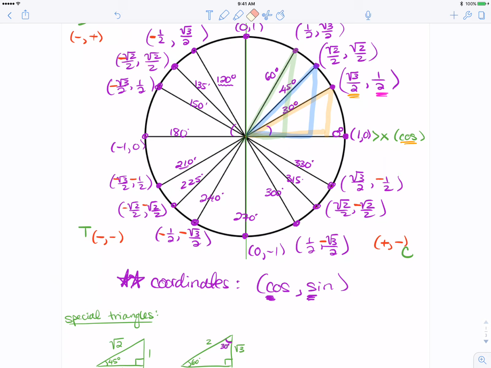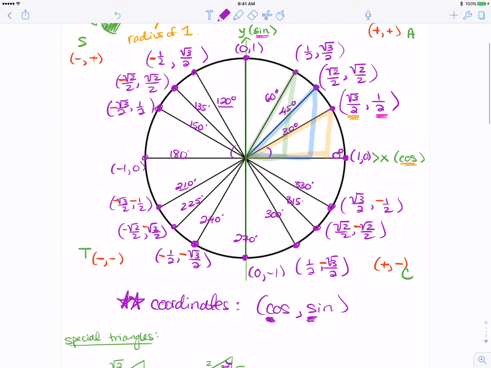So what is also nice is that this tells me my different ratios. I can see which is positive and negative. I can look at my fourth quadrant and see quickly and easily all of my special ratios for sine are negative. All of my cosine ones are positive.